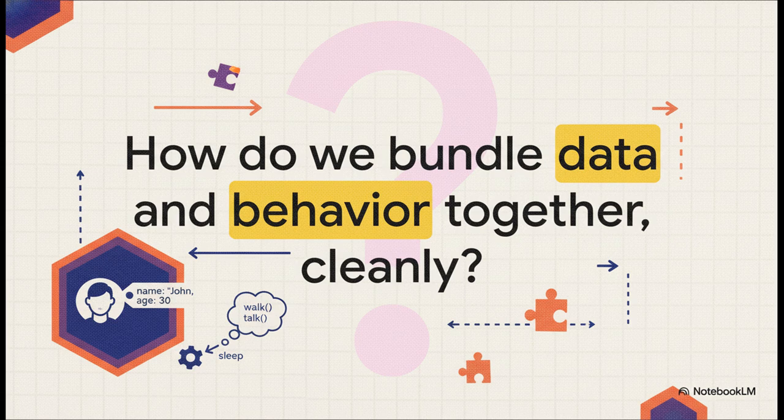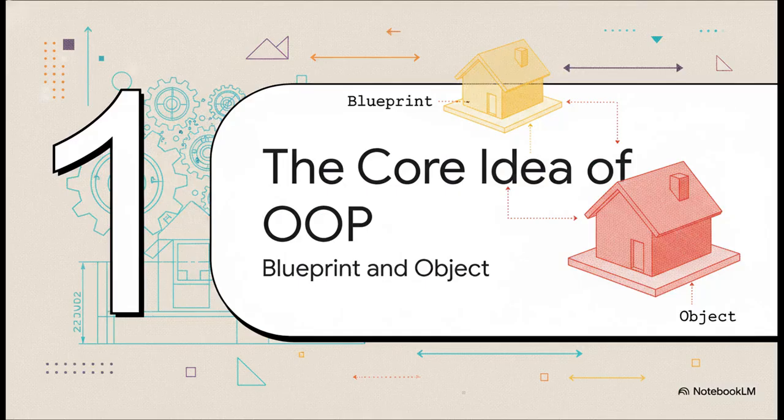And that really leads us to the core question that OOP was invented to solve. How do we take all that related data, the name, the age, the level, and package it up neatly with the things an engineer can do? How do we put it all in one logical, clean container? Well, the answer is object-oriented programming. And it all boils down to two really simple, powerful ideas that work together. The idea of a blueprint and the actual thing you build from that blueprint.